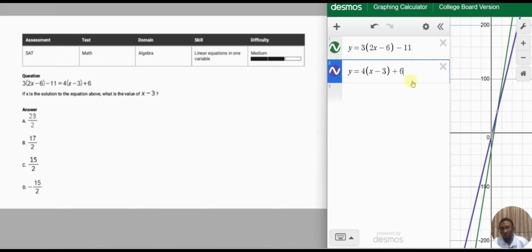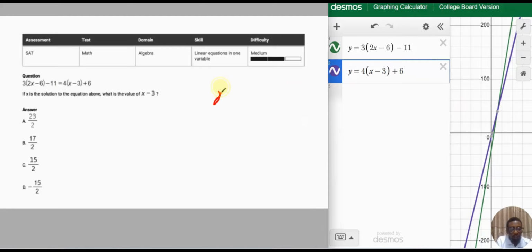You can see that this green line represents the first equation, because they are both linear graphs, so it's going to be a straight line graph. While the blue line represents equation 2. You can see that they actually intersect at 11.5, 40. So this 11.5 is the x value, 40 is the y value. So I can say that my x is equal to 11.5.